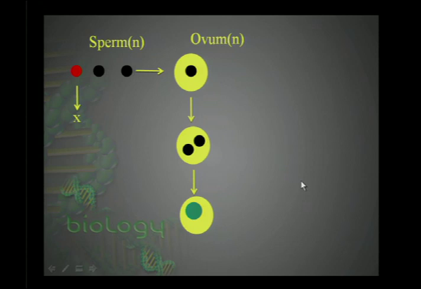That will form a diploid cell, which is the zygote. It will mitotically divide and differentiate and eventually form the embryonic plant within the seed.